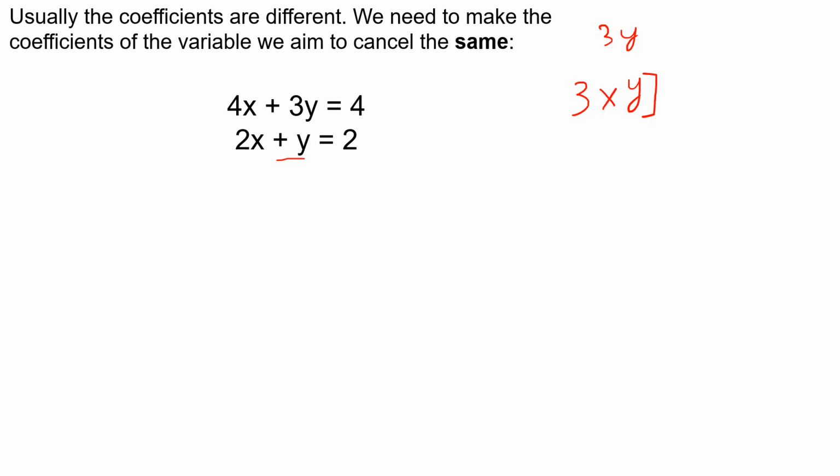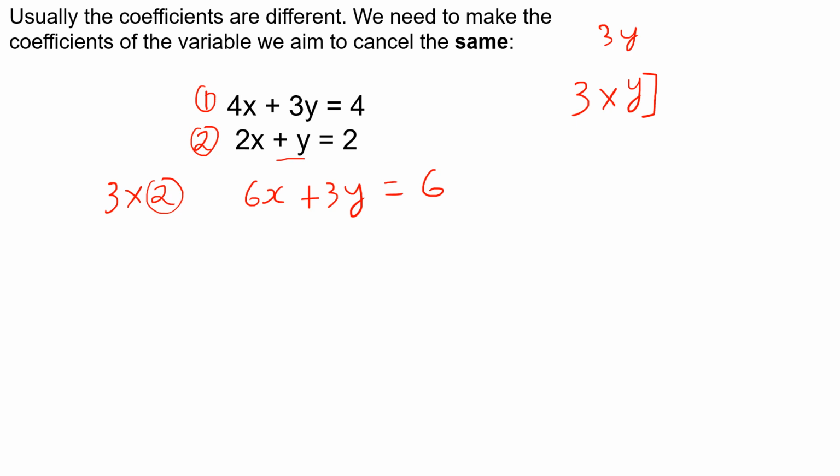So I'm going to label my equations, equation 1, equation 2, and I'm going to multiply both sides of equation 2 by 3. This will keep the equation the same because I'm multiplying both sides by 3. 3 times 2x is 6x, 3 times y is 3y, and 2 times 3 is 6. It's very important that you times both sides by 3, otherwise you won't be able to use the equation.